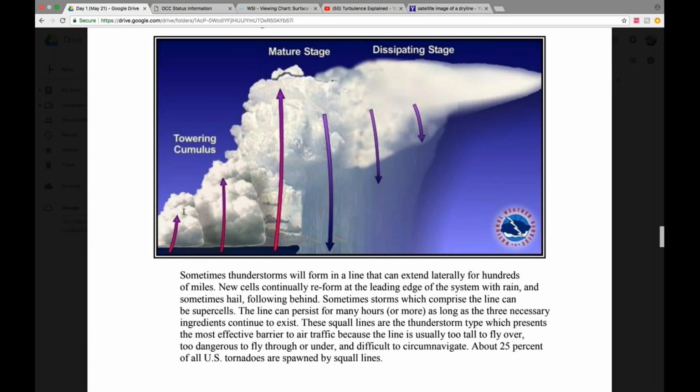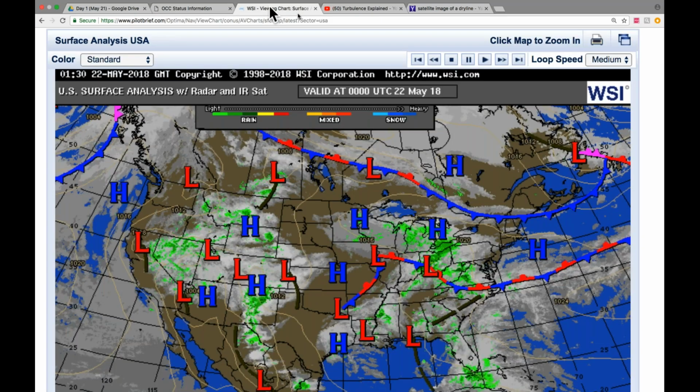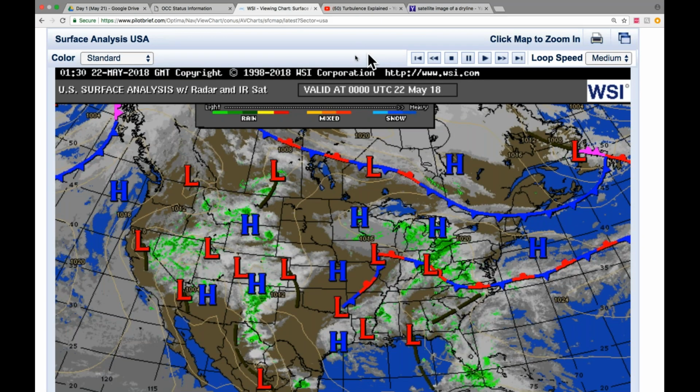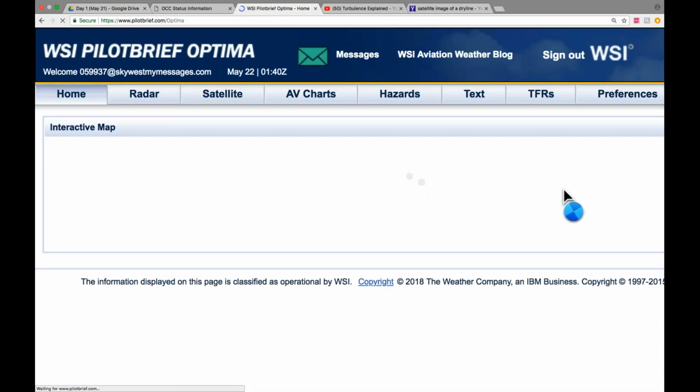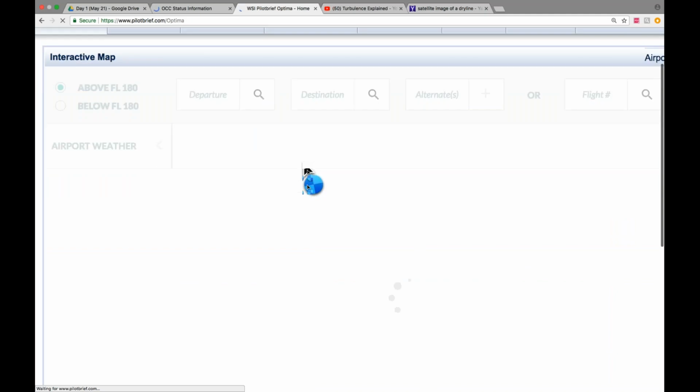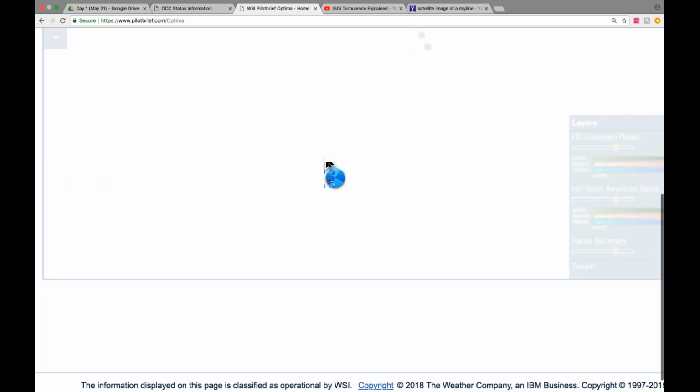Like it says, the thunderstorms are really the most effective barriers to air traffic. The number one hazard for aircraft. I kind of mentioned this weekend how bad it's been for dispatching.